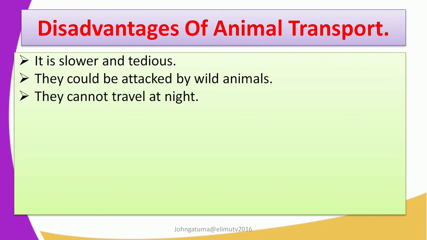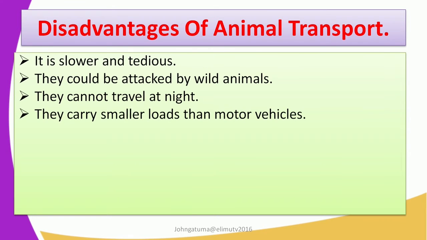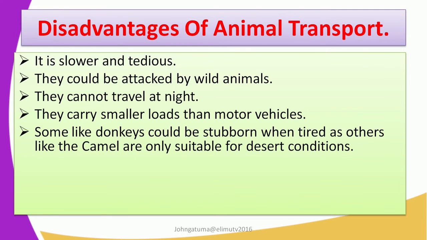Three, these animals cannot travel at night because they are animals, and therefore at night they cannot use them. Four, they carry smaller loads than motor vehicles. So when you compare, motor vehicles are preferred because they carry larger commodities.